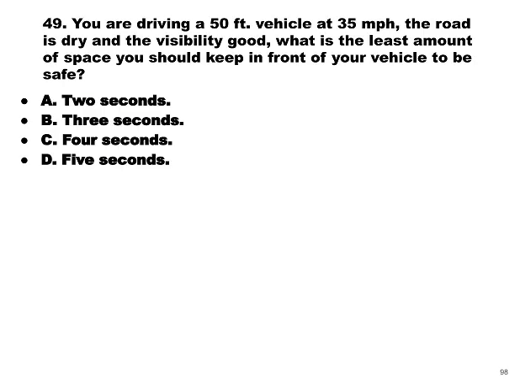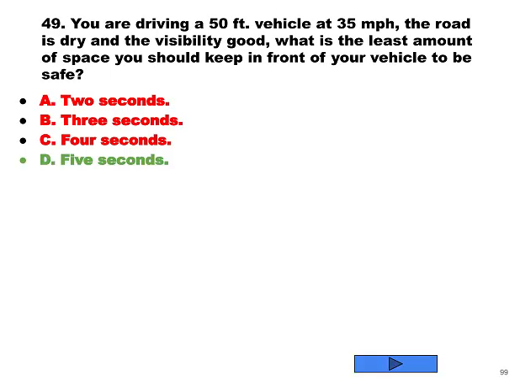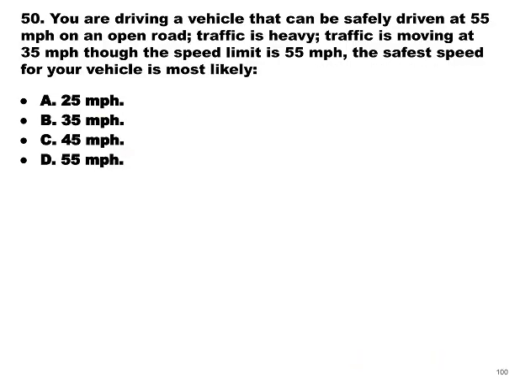You are driving a 50-foot vehicle at 35 miles per hour. The road is dry and visibility is good. What is the least amount of space you should keep in front of your vehicle to be safe? A. 2 seconds. B. 3 seconds. C. 4 seconds. Or D. 5 seconds. The answer is D. 5 seconds.